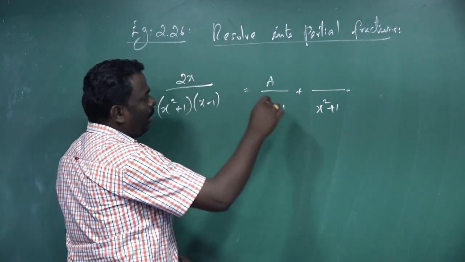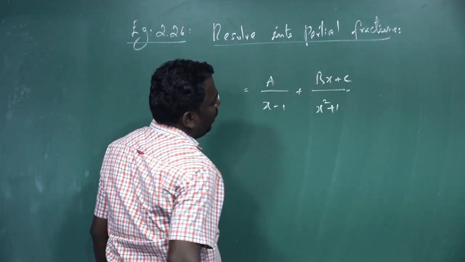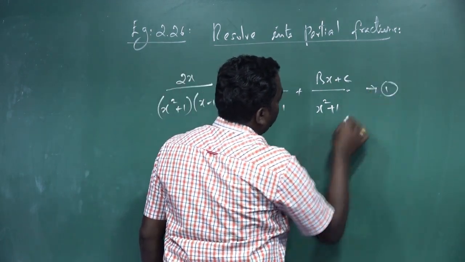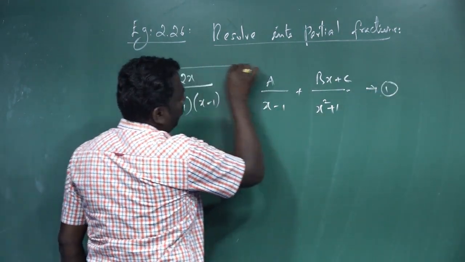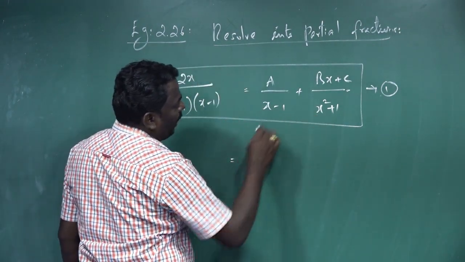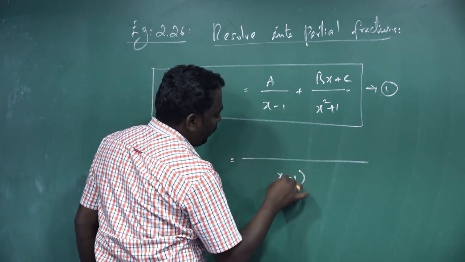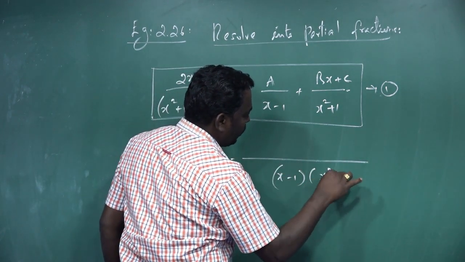The corresponding numerator we can apply a linear form. The linear form is Bx plus C. Now this equation we can call equation 1. Now we have to find the common denominator, just transfer the term x minus 1 into x square plus 1 as denominator.